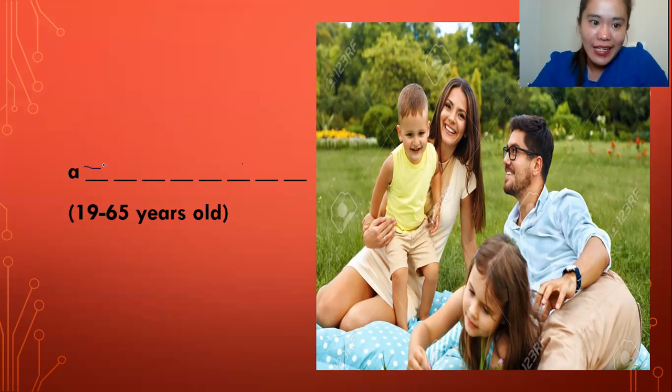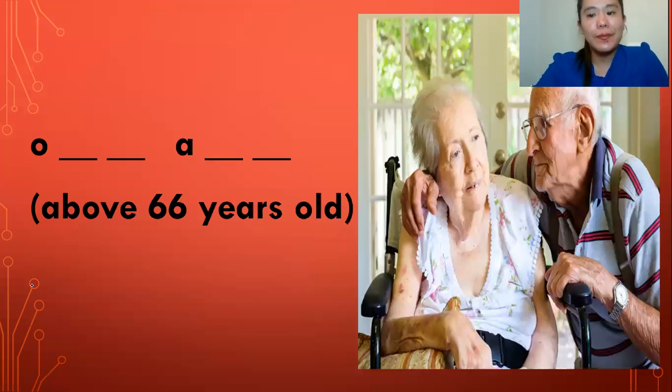A, D, U, L, T. Very good. And then O, O, D. All right. So adulthood. Next, this stage is above 66 years old. Okay. So it has 1, 2, 3, 4, 5, 6 letters. The first one starts with letter O. Okay, so what's this? Old age.